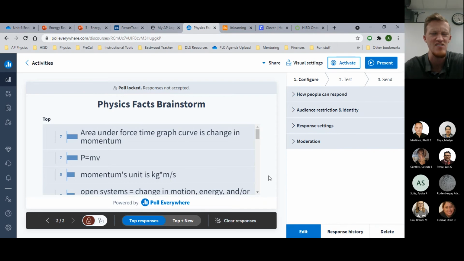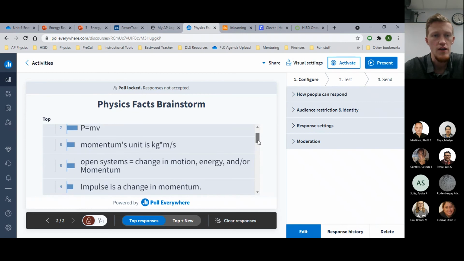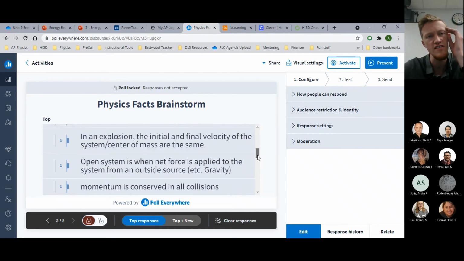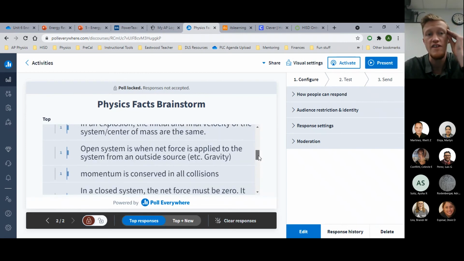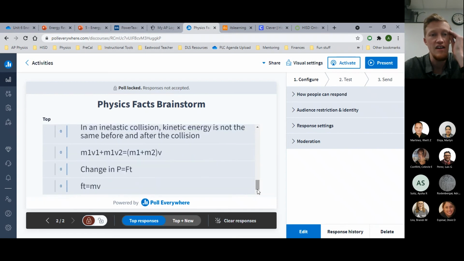This is kind of like a smaller version of this. This is a free software that you have access to a couple customizable questions. And so what I did, I just said, hey, we need to brainstorm physics facts for this topic. And so students input those physics facts. They can vote on these facts. And this is actually a question from last year.